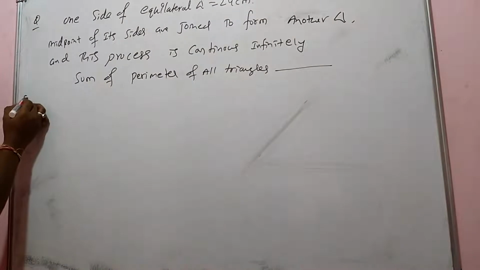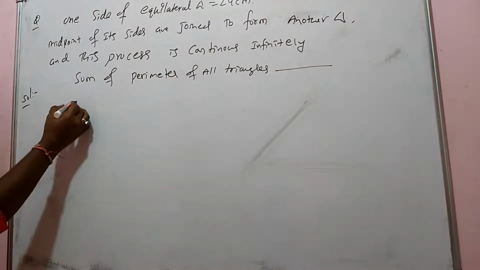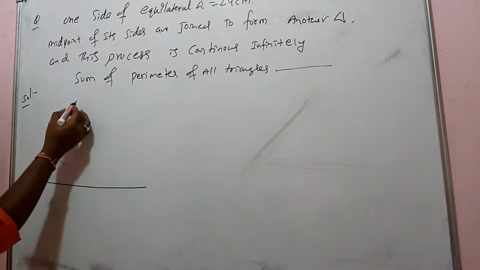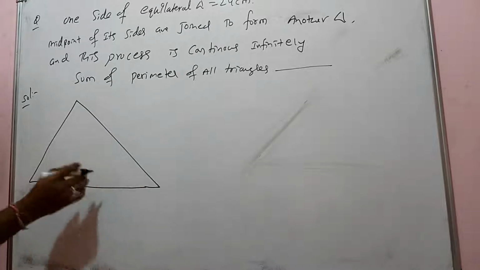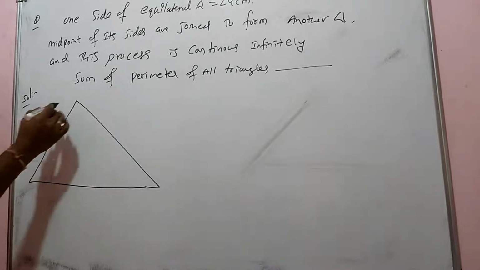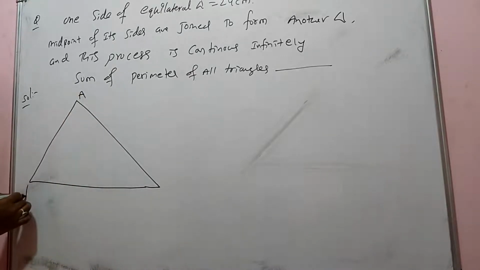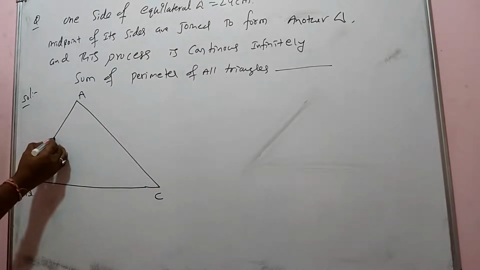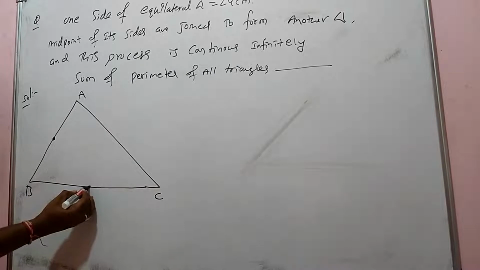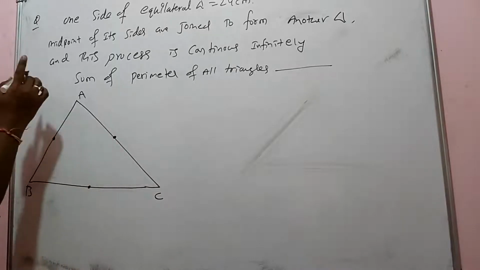So here, let's see here. A triangle is there. Look at here. This is a triangle. I'm taking a triangle. Suppose ABC is a triangle. Okay. I'm taking the midpoints. This is the midpoint, and this is the midpoint, and this is the midpoint. That is what he said.